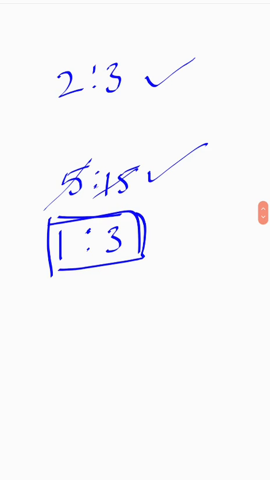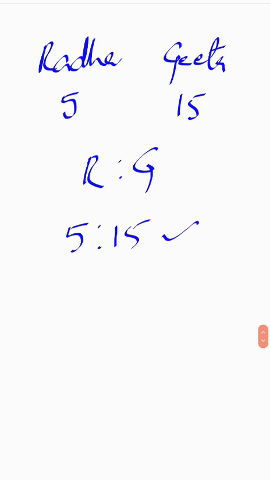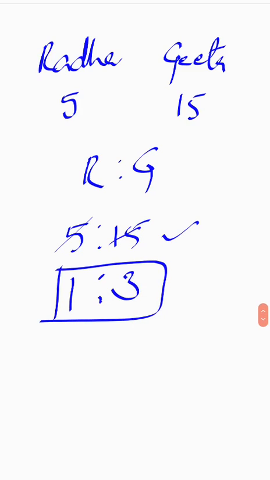That is very important. For your understanding, here Radha has 5 apples and Geeta has 15 apples. Now the question is, what is the ratio of Radha to Geeta? Now we have to find 5 is to 15. We can write it, but it is not a correct ratio. We have to simplify it. 5 ones are 5, 5 threes are 15. Now the ratio is 1 is to 3.